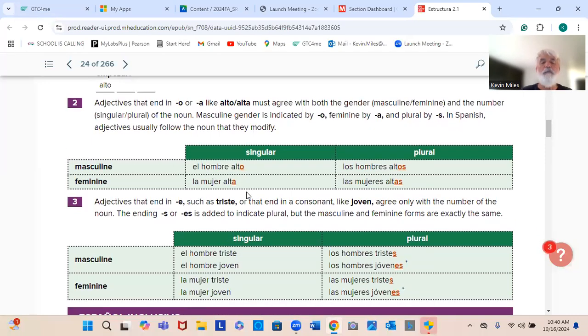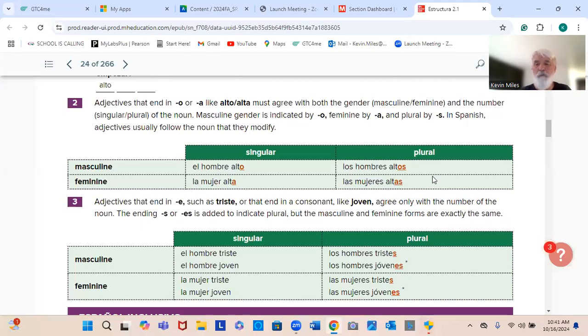Finally, what if the thing we're referring to is feminine, la mujer. It would be la mujer alta. The O changes to A. So it's la mujer alta. What if we have many women? Las mujeres altas. We put an S ending on. So in Spanish, tall has 4 forms: alto, alta, altos, altas.